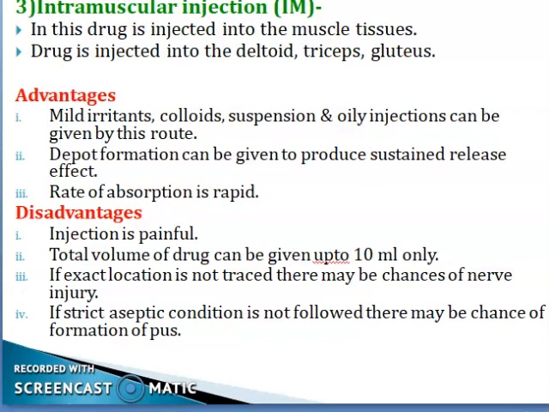Obviously जर sterility तिथे maintain केली नाही, strict aseptic conditions तिथे maintain केले नाहीत, there may be chances of formation of the pus into the muscle where it is injected. Okay, so this is about the intramuscular route.